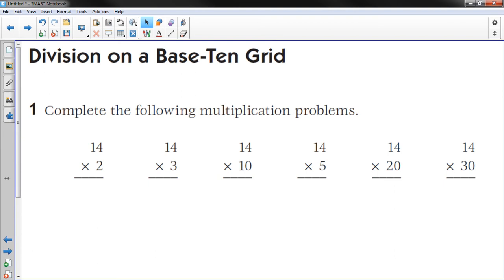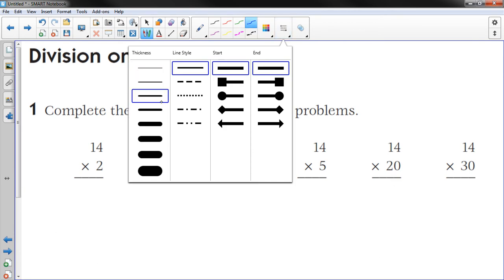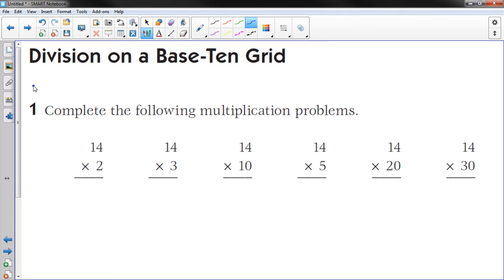Number one, complete the following multiplication problems. I'm just going to make my pen a little thicker for you guys at home. 14 times 2, that's 28. 14 times 3, well, not really sure, but let's see. I think I can solve it. 4 times 3, that's 12. Carry the 1. And 1 times 3, that's 3, plus the 1, that's 42.